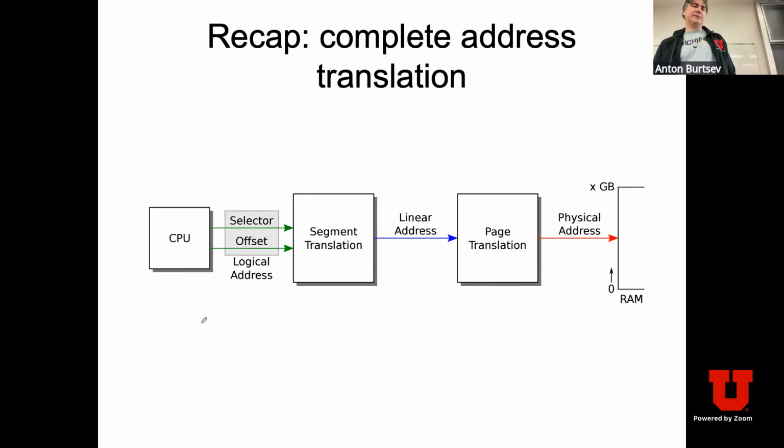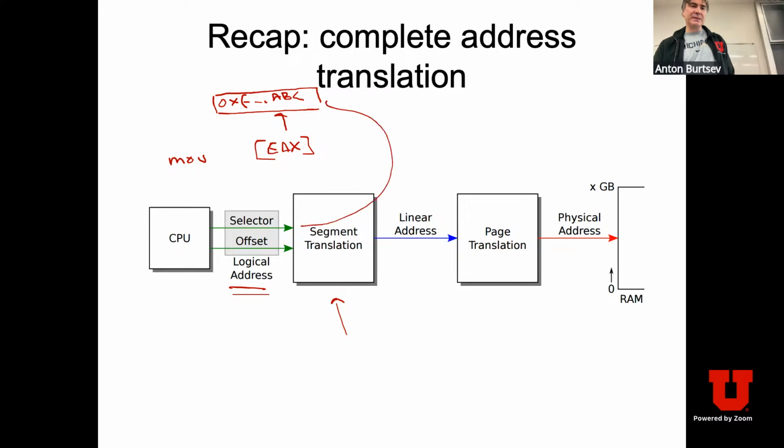On Intel x86 machines, this is your translation scheme. When you have an instruction, something like move, using some value inside the EAX register, say 0xFABC, this part of the address becomes one of the two parts of what is called the logical address, the input to the segmentation unit. Specifically, this part is the offset. The selector and the offset together are called the logical address.